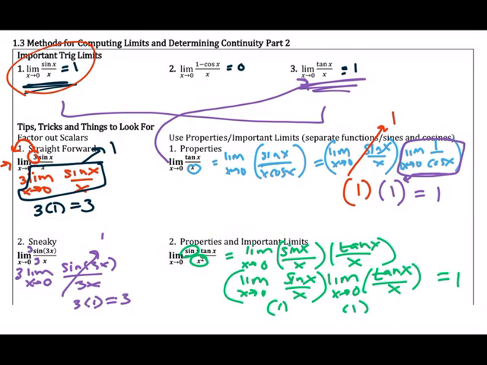So the product of those two limits is going to be 1. I'm hoping that you're starting to see what we're doing in these problems: we're manipulating sine and cosine and tangent in ways that let us use those top three trig identities. Let's look at some more practice problems.